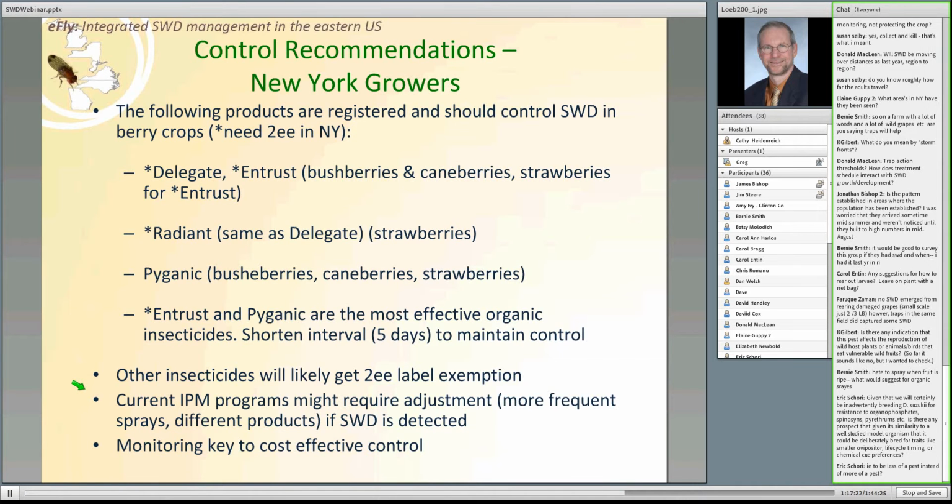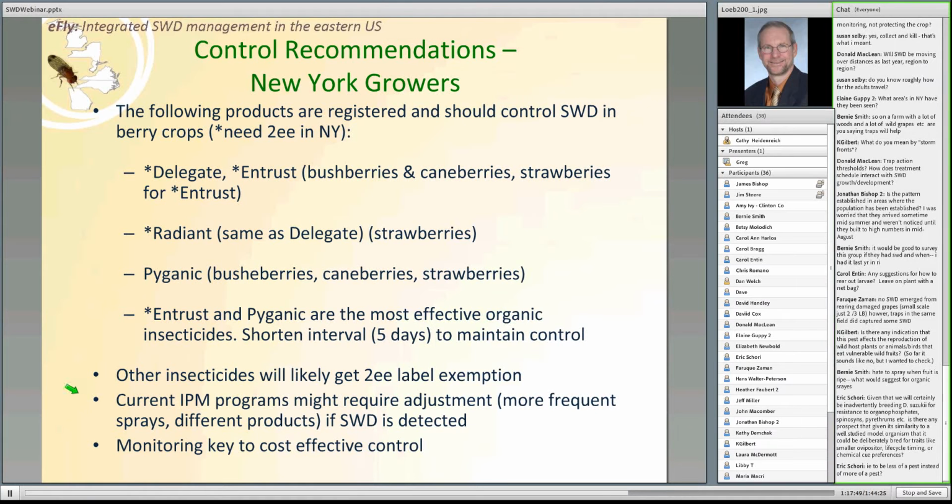The upshot here is that I think New York and other areas that have IPM programs in small fruit crops in particular, which have not been particularly insecticide intensive in the past, are going to be disrupted to the extent that this spotted-winged Drosophila expands and becomes established in our area. And we're really going to have to work hard at accommodating this problem and looking for alternatives.